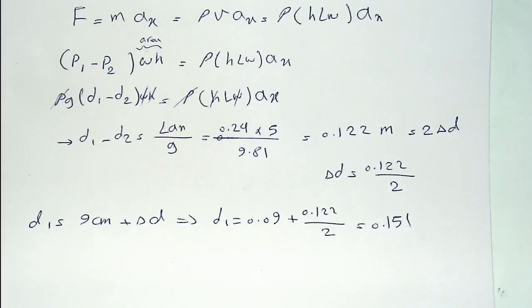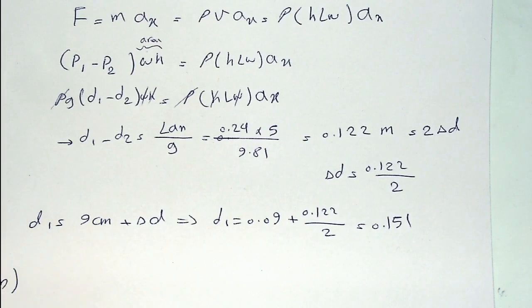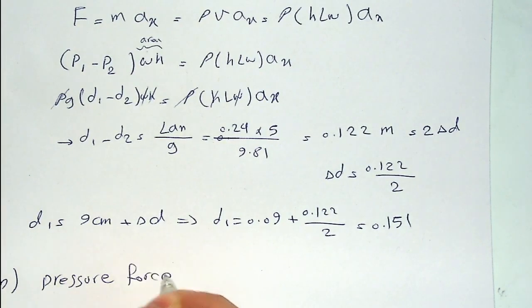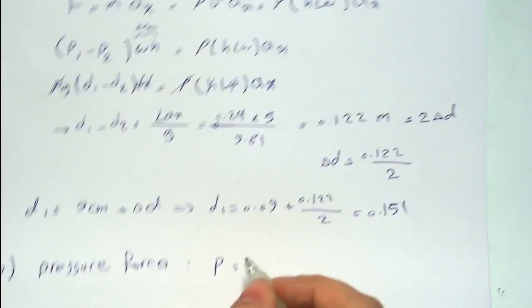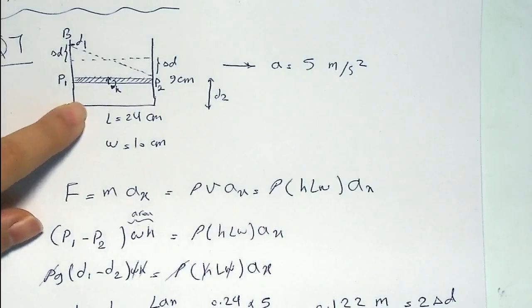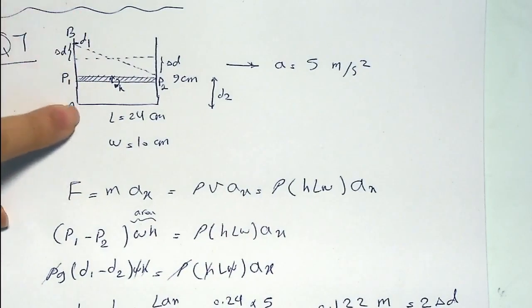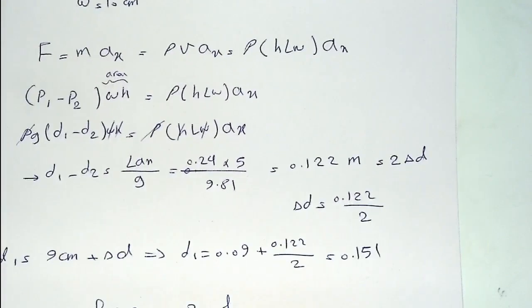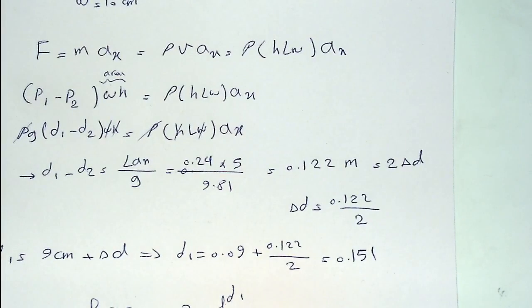This is the first half of the question. In the second part, you are asked to calculate the pressure force. The pressure here is due to the hydrostatic pressure, and because the height of the liquid on the AB side is changing, you would use the integral from 0 to D1. This is the region you are integrating over, D1.